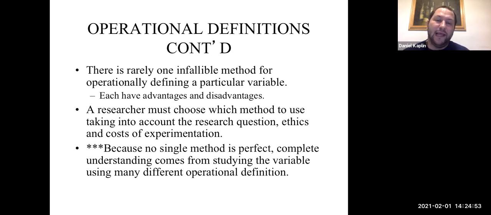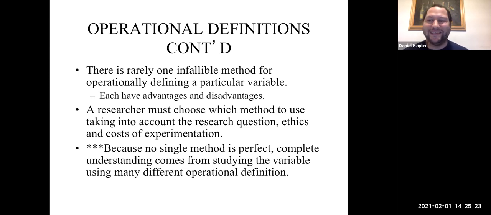And in a later lecture, I believe it's chapter 9 in the Cozby and Bates book, we're going to talk about the practical side of doing experiments, things like the cost of experimentation. So, because there's no single method that's perfect, it's best to study a variable using many different forms of operational definitions.